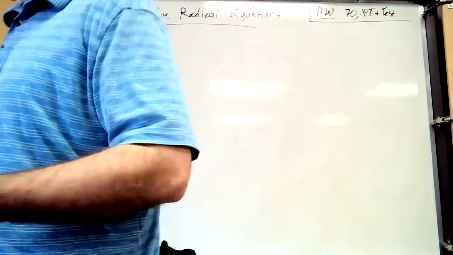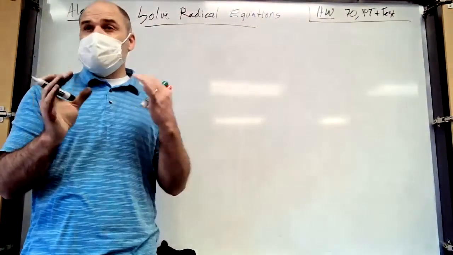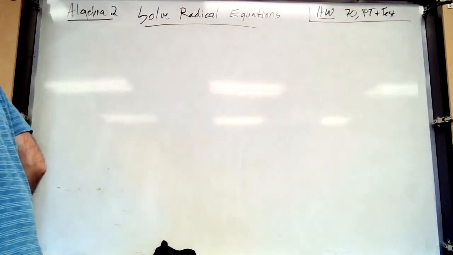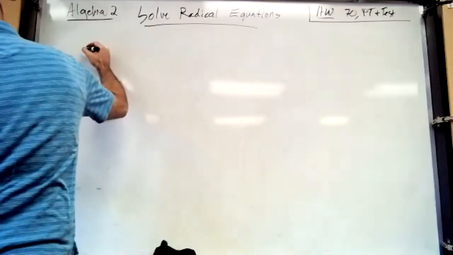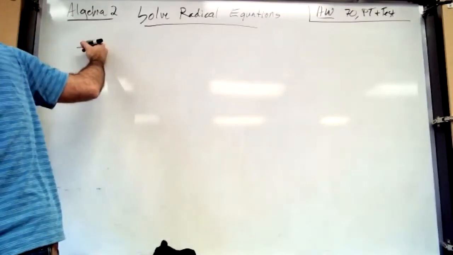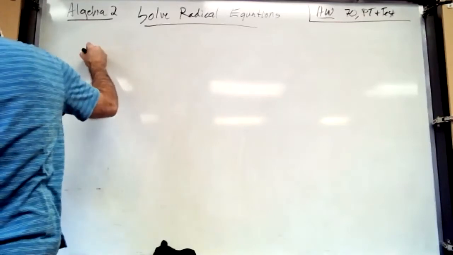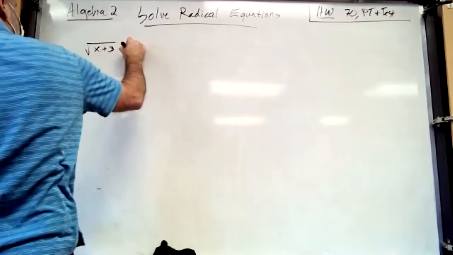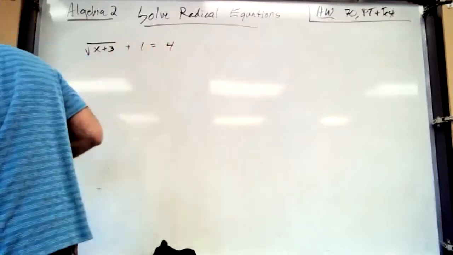To get rid of stuff, you have to do the same opposite to both sides, right? And that does it. That's basically it. Okay, let's try an example right away. So this is a radical equation. Square root of x plus 3 plus 1 equals 4.